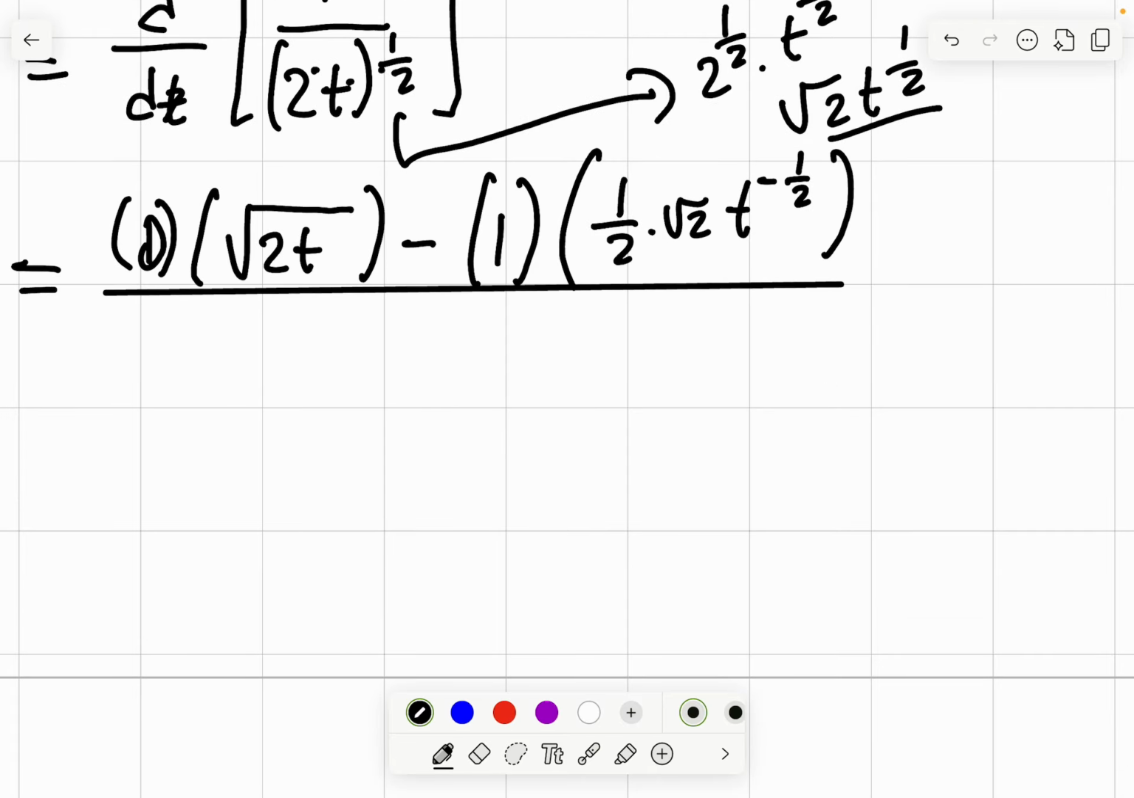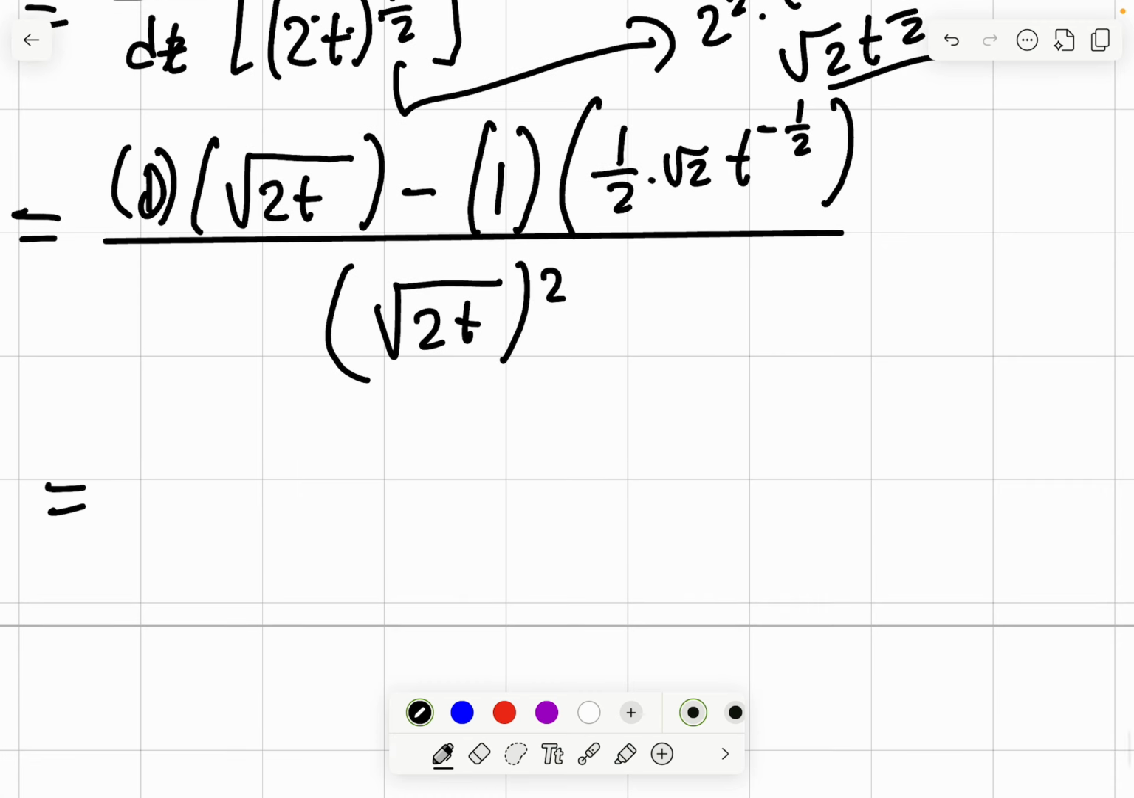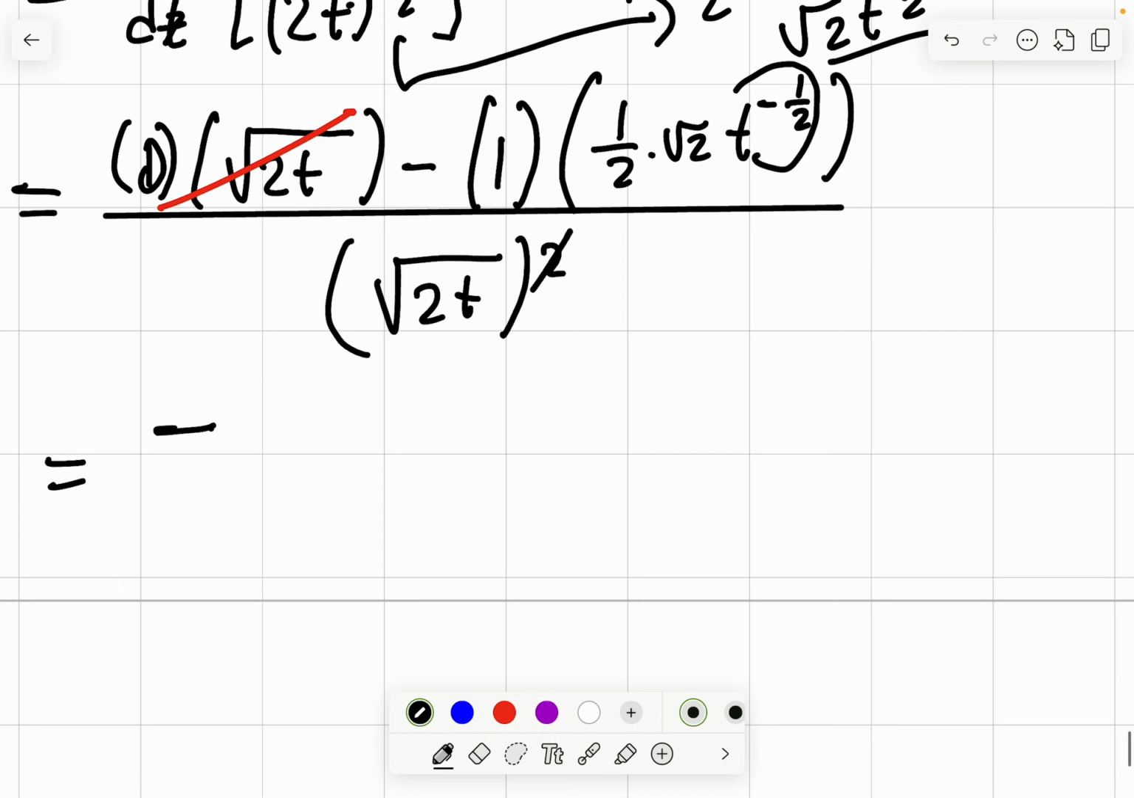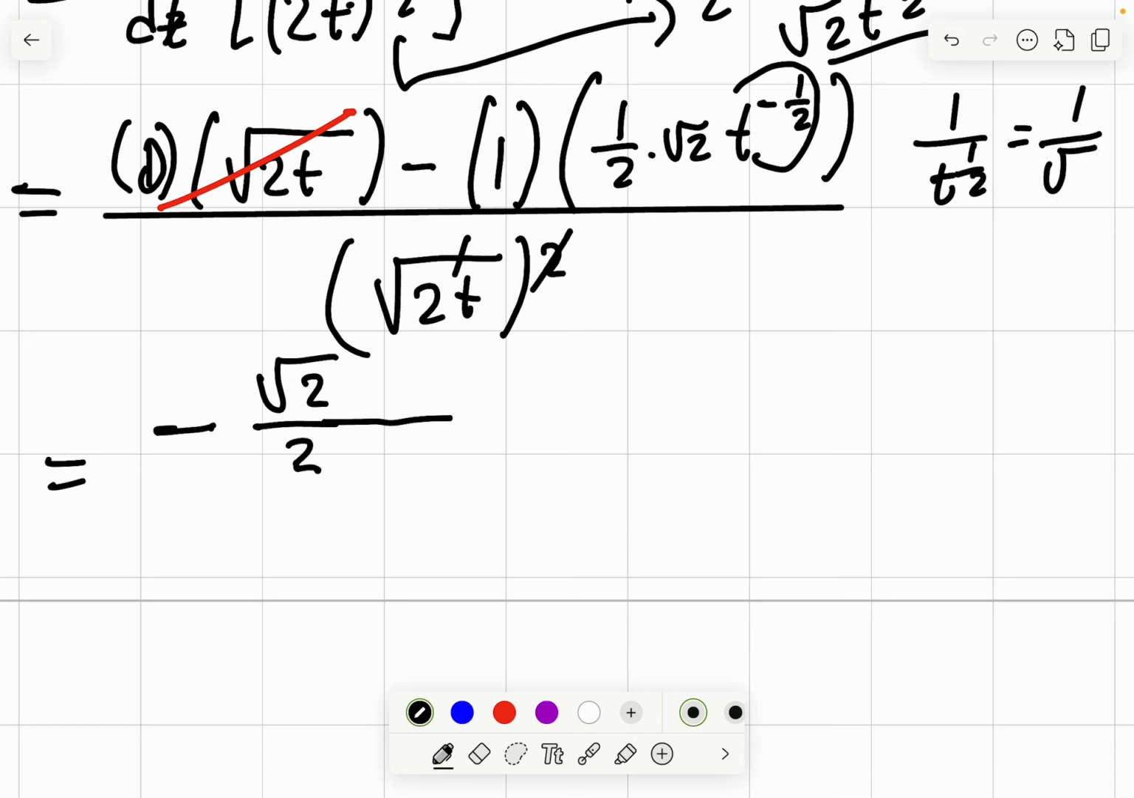So I'm going to square that 2t. I square it. So this thing is 0. And minus, I kick that one out. I'm going to be left with negative. This thing can now go in the denominator. This one cancels that one. I'm going to have negative square root of 2 over 2. That one is in the denominator. It's going to be 1 over t to the 1 over 2, which is the same as 1 over root t.